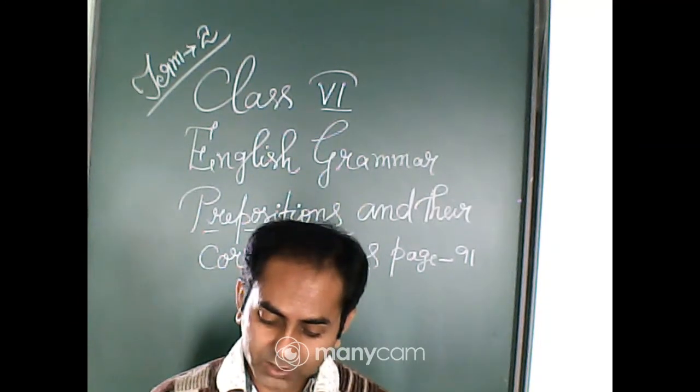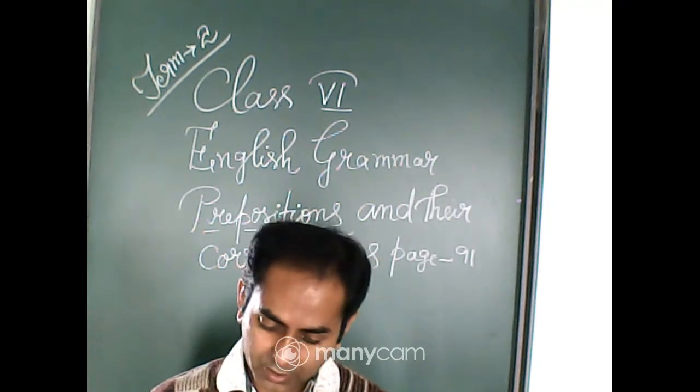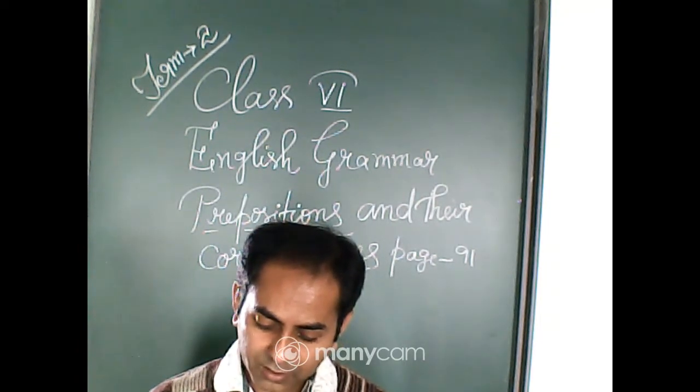The pencil is on the table. Here on indicates above the surface with which it is having some sort of touch. Okay. The pencil is kept above the box, on the table.